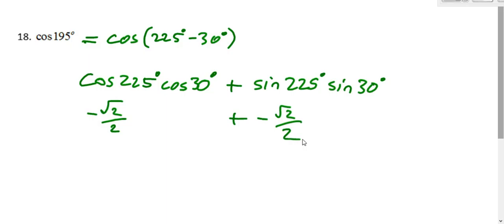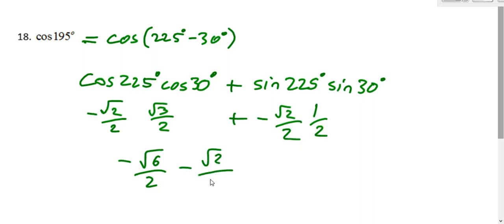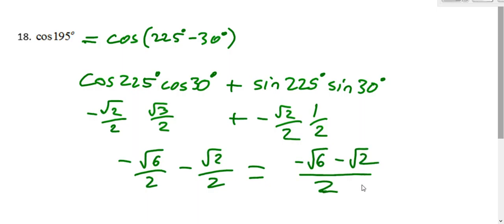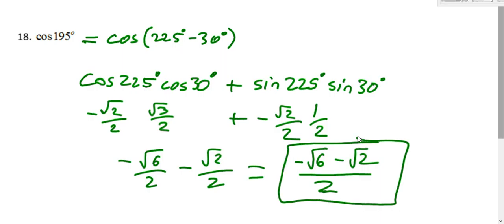30 degrees. Cosine is square root of 3 over 2. It's positive because it's quadrant 1. Sine is 1 over 2. Also positive because it's quadrant 1. So this is negative square root of 6 over 2 minus the square root of 2 over 2. You could combine that. And you're done.